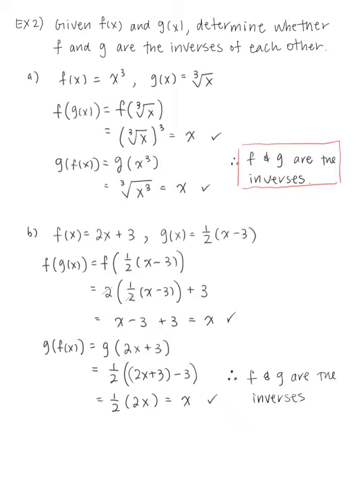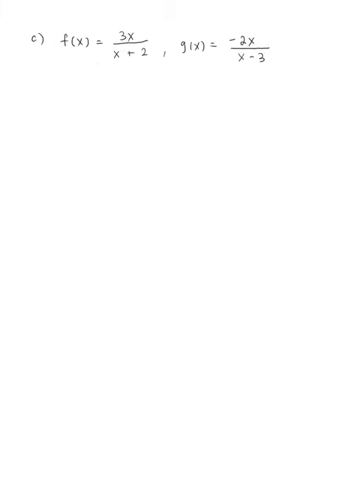So far so good. Hopefully you're getting comfortable with the composition of functions. Would you like to do another one? Let's do it. Let's look at part C. As you can see, I'm trying to increase the level of difficulty as we go along, but we can do this one. Let's do the same thing. Are they inverses of each other? Let's first check f of g of x. That's negative 2x all over x minus 3.